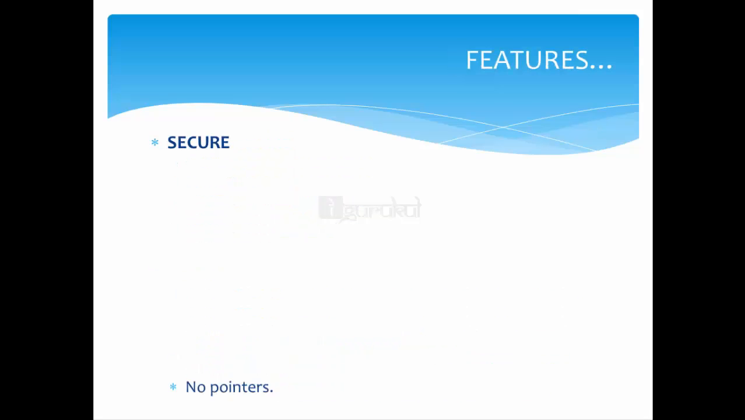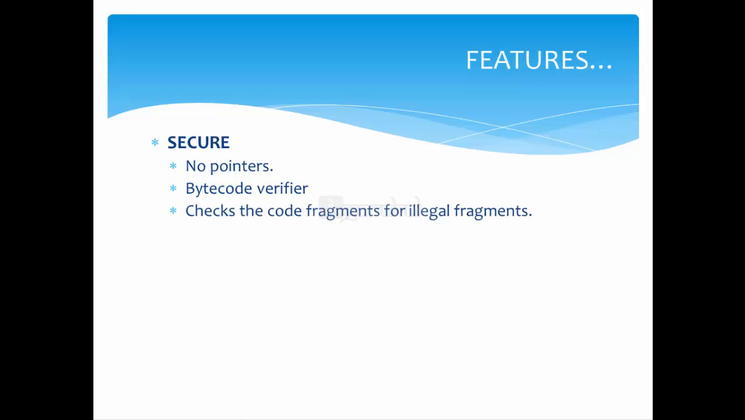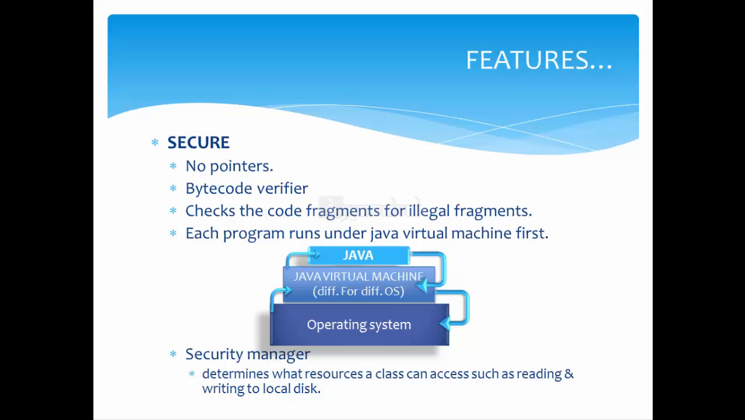Another important feature is that it is secure. Java does not use pointers, so there is no direct access to your memory location. Bytecode verifier, that means when your file is compiled and converted into bytecode, it is verified. Any illegal fragments will be eliminated or it will throw an error. Each program runs under the Java virtual machine first. That means there is no direct link of your program to your operating system. It will be first converted into bytecode and the Java virtual machine will then interpret the code. And the last and the important one is the security manager. That means it determines which resource a class can access, such as reading or writing to the local disk.